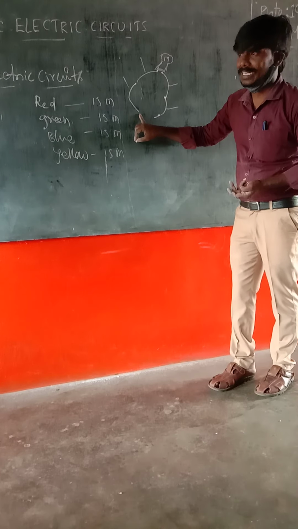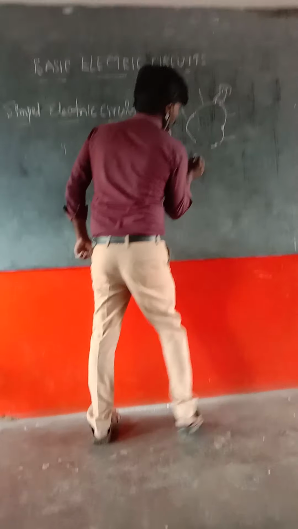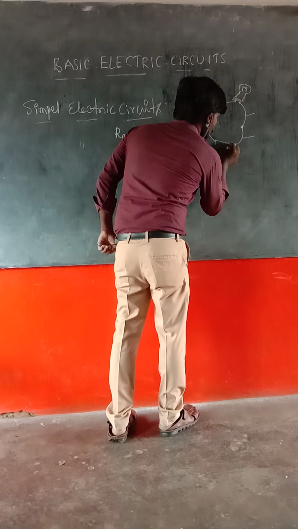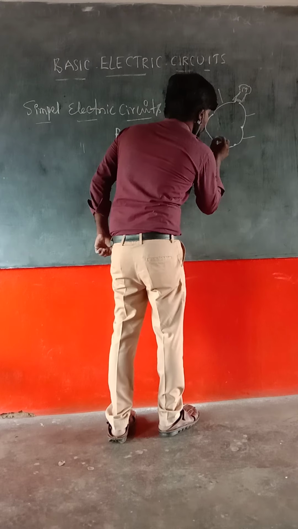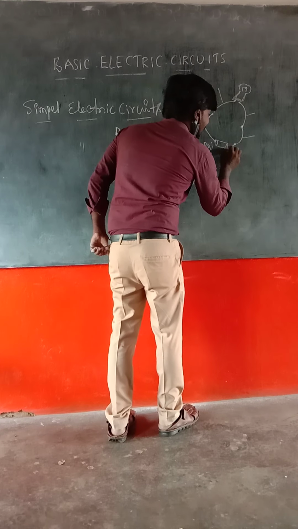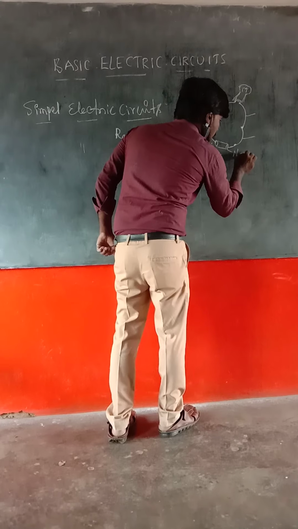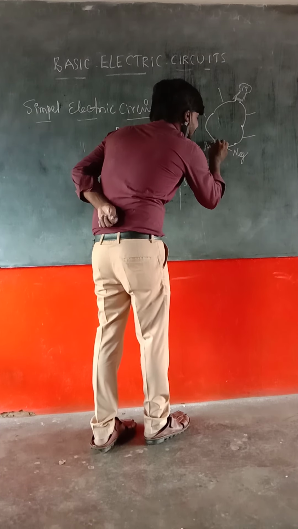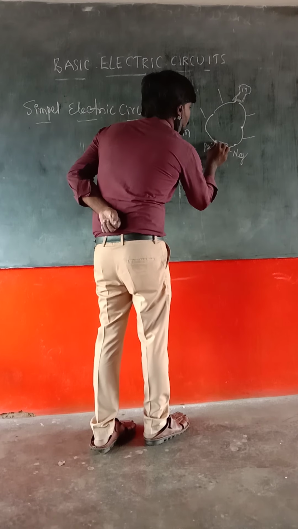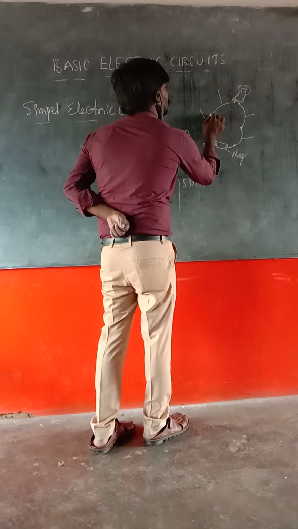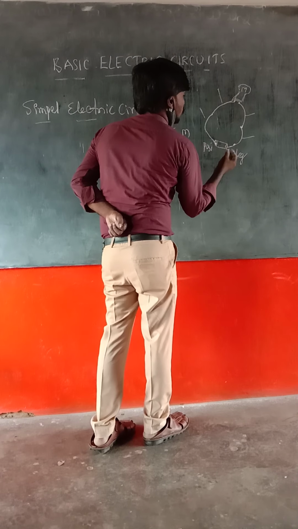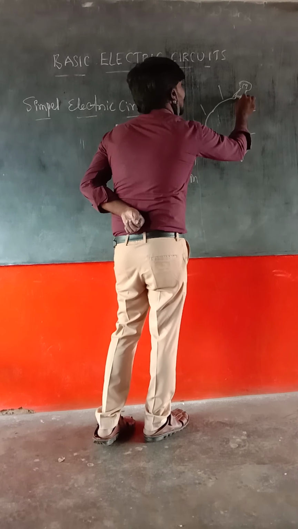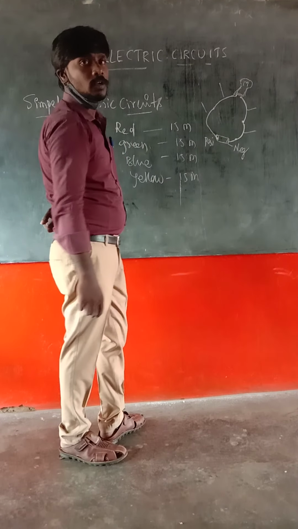The best example is the cell, with a negative terminal and a positive terminal. When the wire end is connected with the positive terminal, the electricity is supplied through the wires to the bulb, and then the bulb will glow.